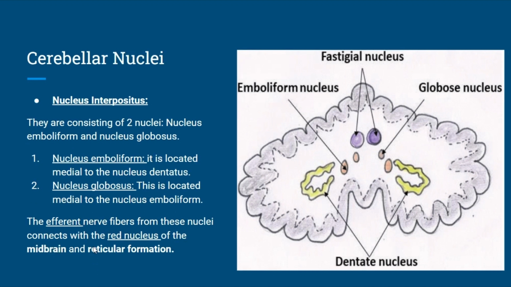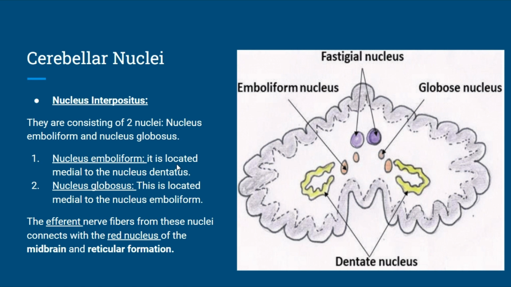The second one is the nucleus interpositus. So interpositus is basically made up of small nuclei right here, and they have two nuclei. One is the nucleus emboliform, these ones right here, and then we have the nucleus globosus, or the globose nucleus, these two present right here.